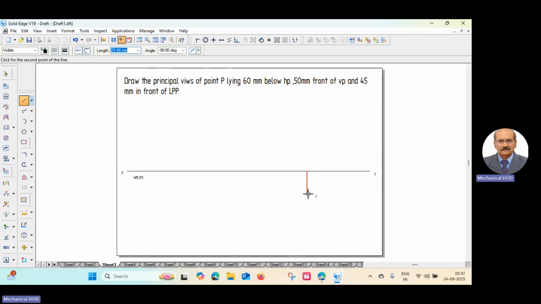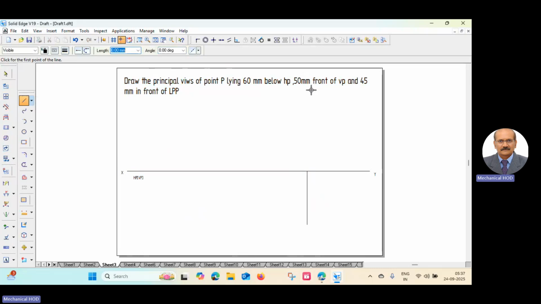60 mm below HP means it appears on VP, and VP is below the XY line for the fourth quadrant. So I am drawing a 60 mm line below the XY line. Now enter 60 mm in the length icon in the ribbon bar. It asks you the angle. This blue color indicates it is asking you the angle. I want 90° below the XY line. To get the 90° line below the XY line, I have to type minus 90°, or you can just position like this and automatically it will show minus 90°. The moment you get minus 90° in the ribbon bar, press the enter key on the keyboard. That's okay. Now we will go to the next data.